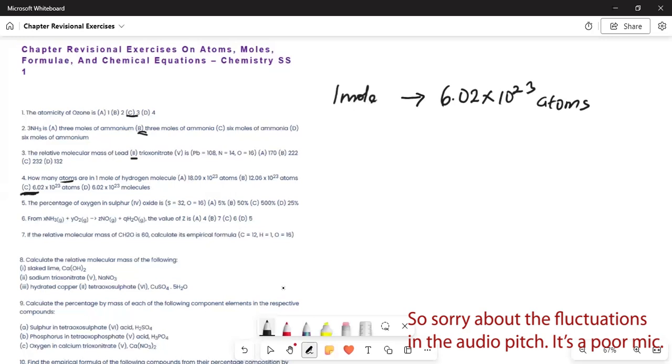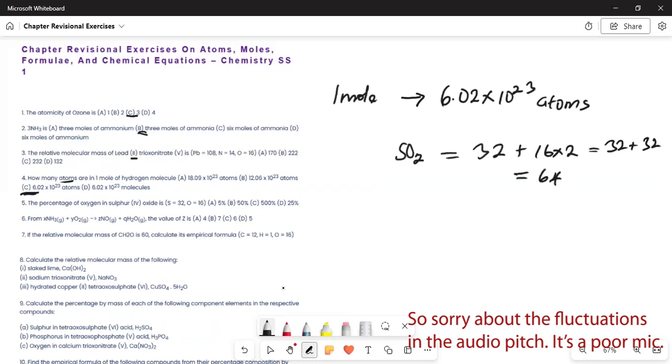Then question 5: the percentage of oxygen in sulfur IV oxide is dash, given that sulfur is 32, oxygen is 16. Sulfur IV oxide is SO2. Now, we first of all need to get the molecular mass of this. Sulfur is 32, plus oxygen is 16, but there are two atoms there, so 16 times 2. That will be 32 plus 32, which is 64.